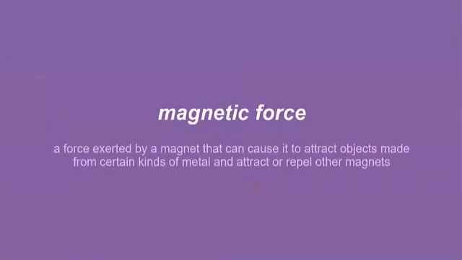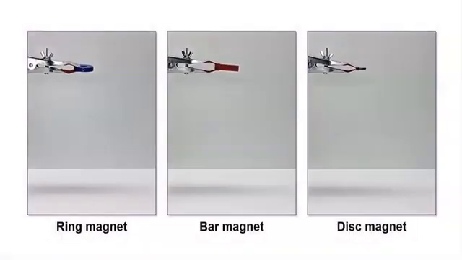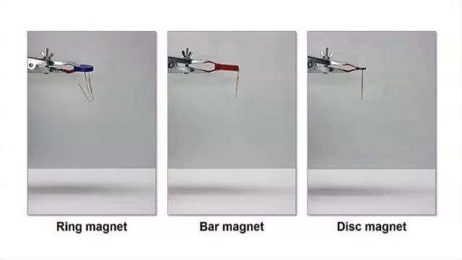Magnetic force is a force exerted by a magnet that can cause it to attract objects made from certain kinds of metal and attract or repel other magnets. Now we know that it's the magnetic force that attracts paperclips to magnets.